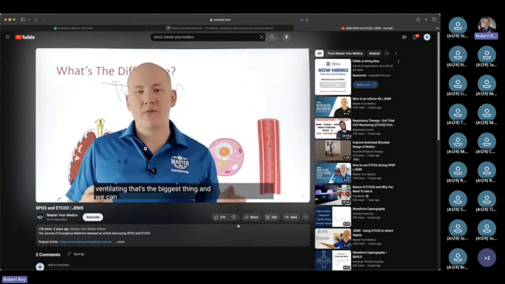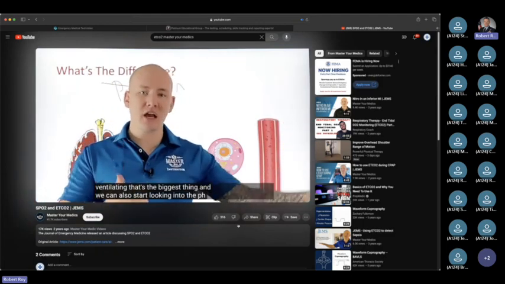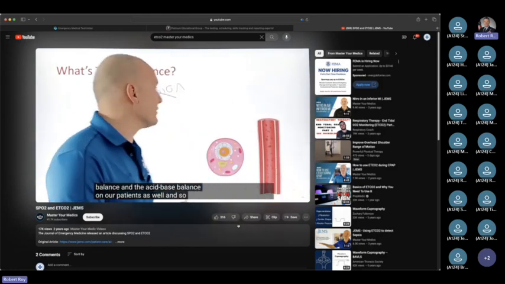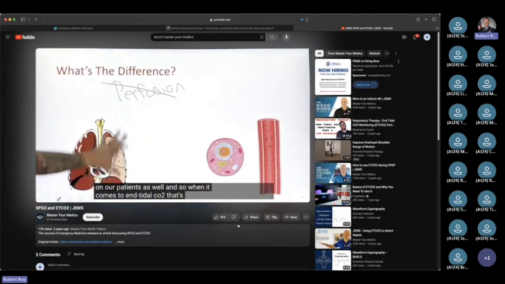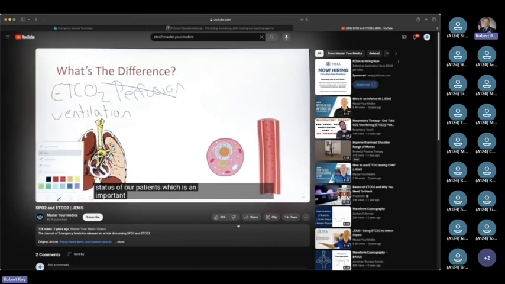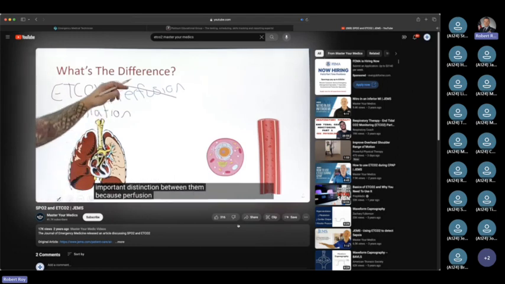That's the biggest thing. And we can also start looking into the pH balance and the acid-base balance on our patients as well. And so when it comes to end tidal CO2, that's going to be here, EtCO2, we're going to be looking at more the ventilation status of our patients, which is an important distinction between them, because perfusion is not really what we're looking at here.